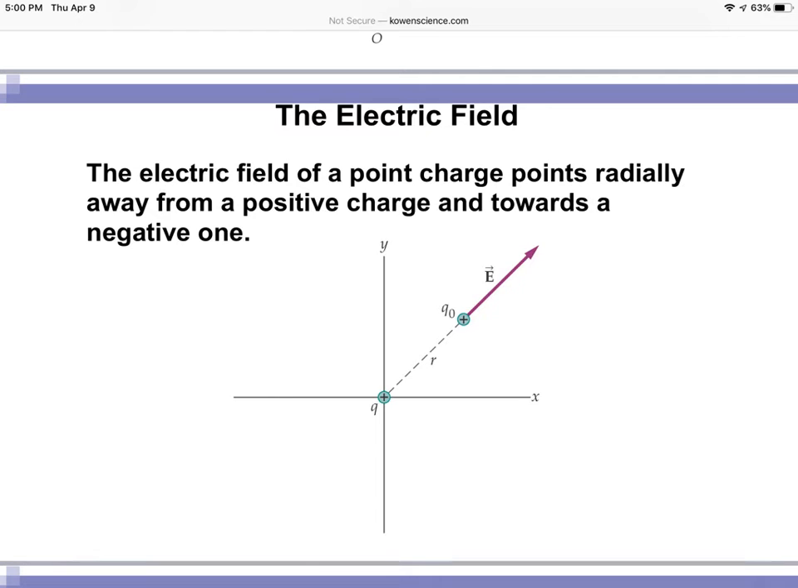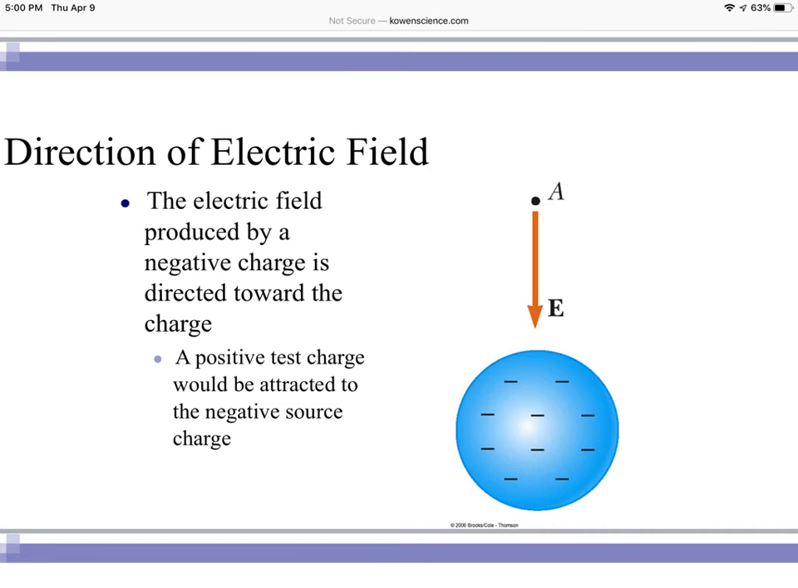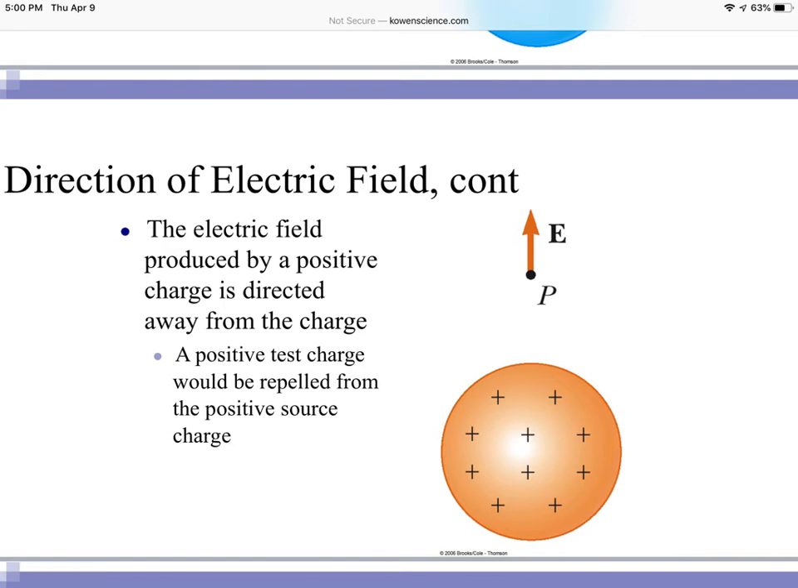The electrical field of a point charge will point away from the positive charge and towards the negative charge. The electrical field produced by a negative charge is directed towards the charge. A positive test charge would be attracted to the negative charge. The electrical field produced by a positive charge is directed away from the charge. A positive test charge would be repelled because opposites attract and like charges repel.